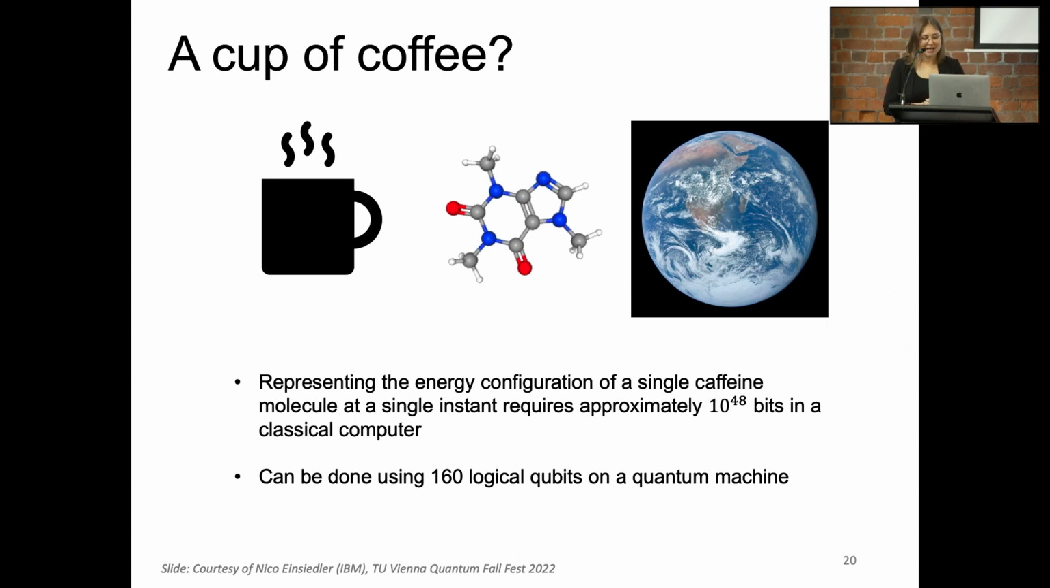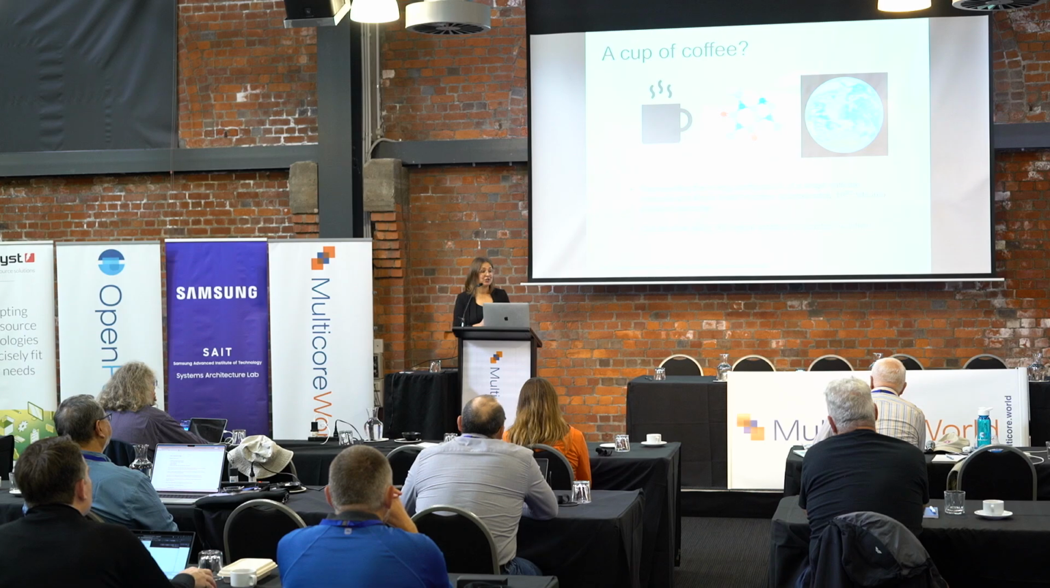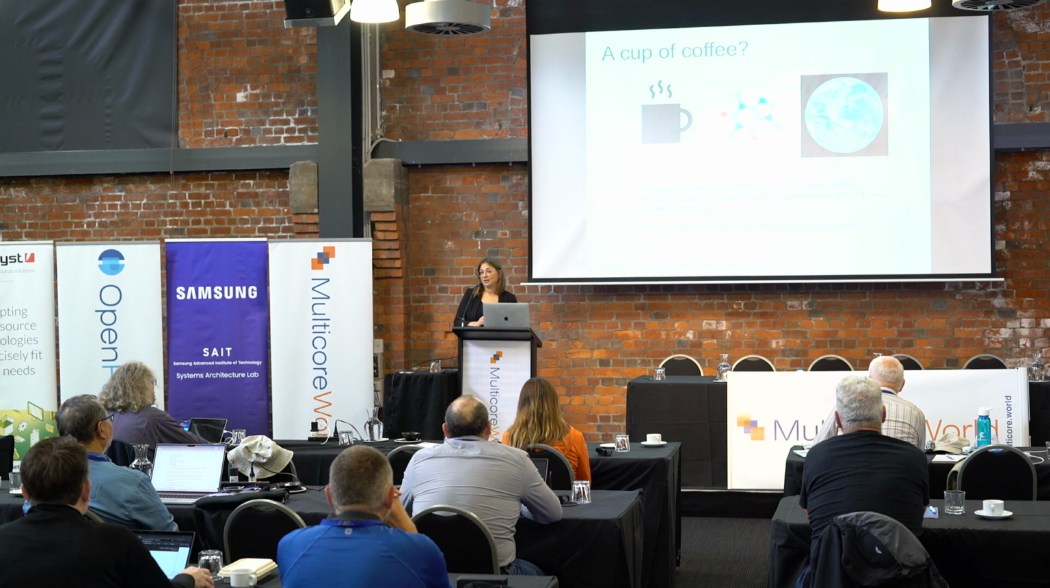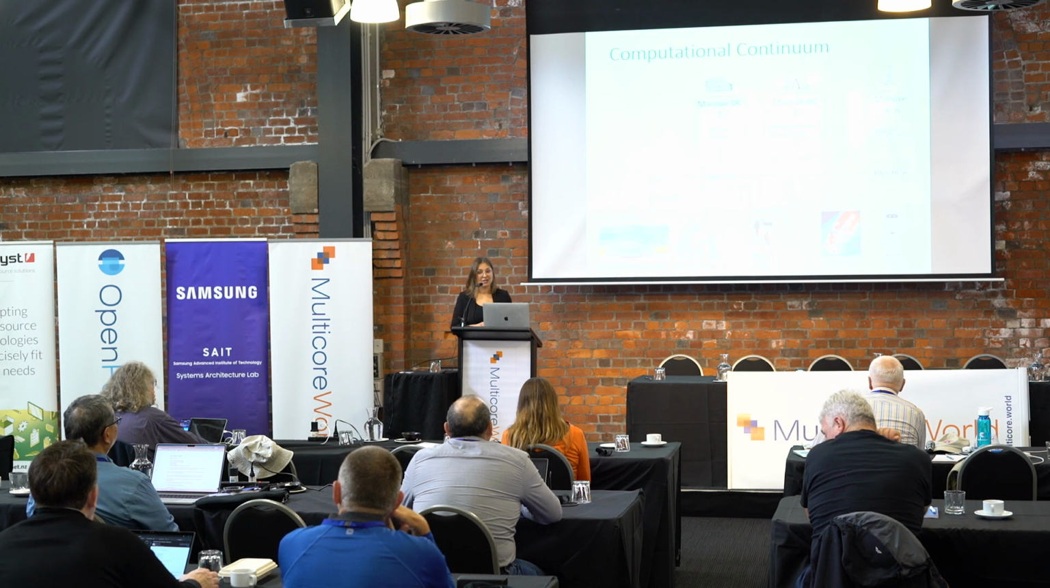Here is one example of how quantum computing can help us. Representing the energy configuration of a single caffeine molecule at a single instant requires approximately 10 to the power of 48 bits in a classic computer. On a quantum machine, you can do it with 160 logical qubits. Try to beat that, okay? So there are specific problems and applications where a quantum computer might be a really, really good solution, but we have a lot of problems in doing that.